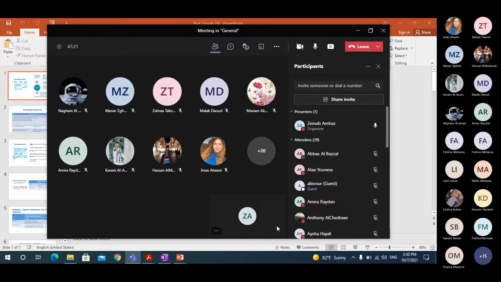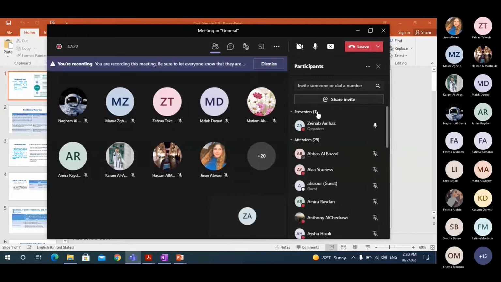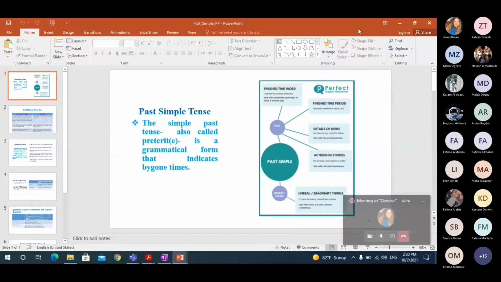Great. So this is the past simple or simple past. You know that the simple past tense, also called preterite, is a grammatical form that indicates bygone times. Okay? Clear?